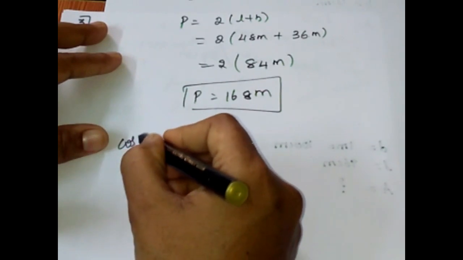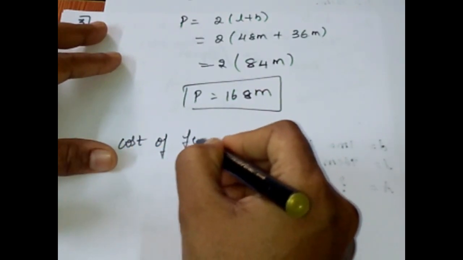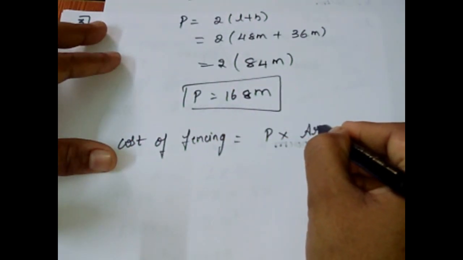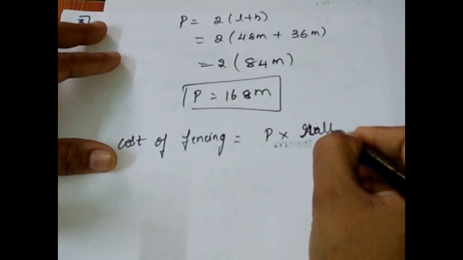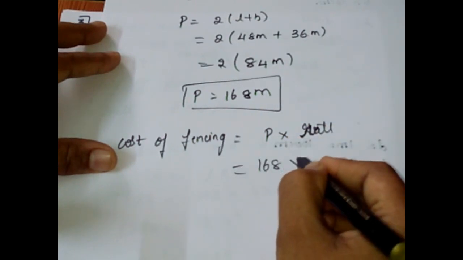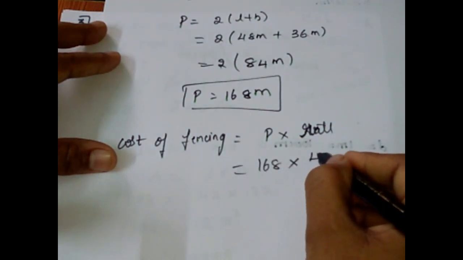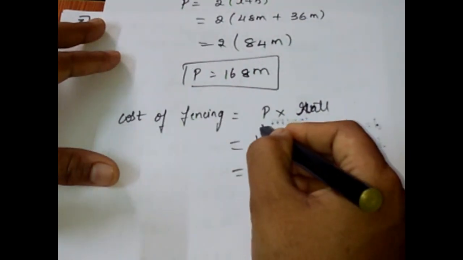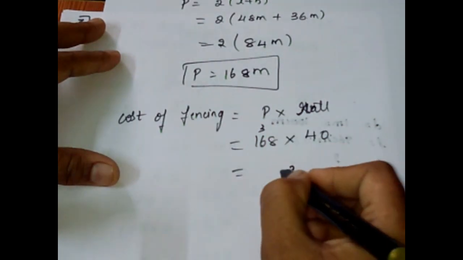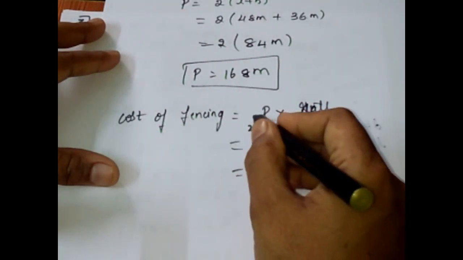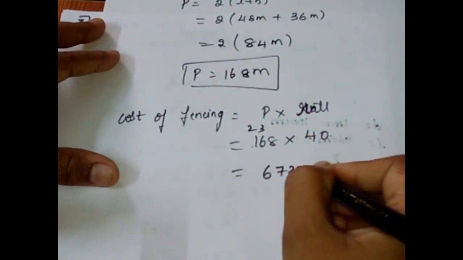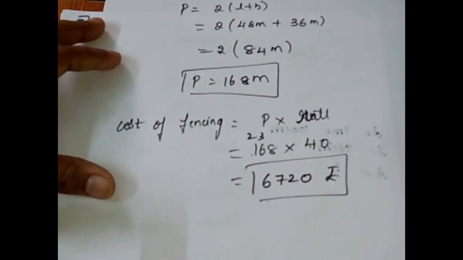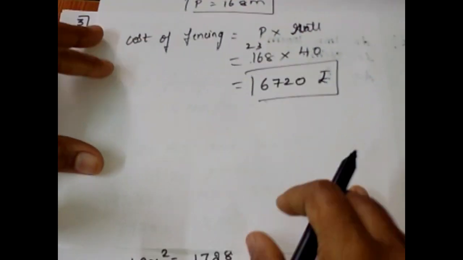What is the next step? To calculate cost of fencing. Cost of fencing is perimeter into rate, that is 168 into, what is the rate given? Rupees 40. Now multiply. 4 8s are 32, 3 carry, 4 6s are 24 plus 3 is 27, 2 carry, 4 1s are 4 plus 2 is 6, followed by 0. Rupees 6,720 is the cost of fencing. See how nice the question was.